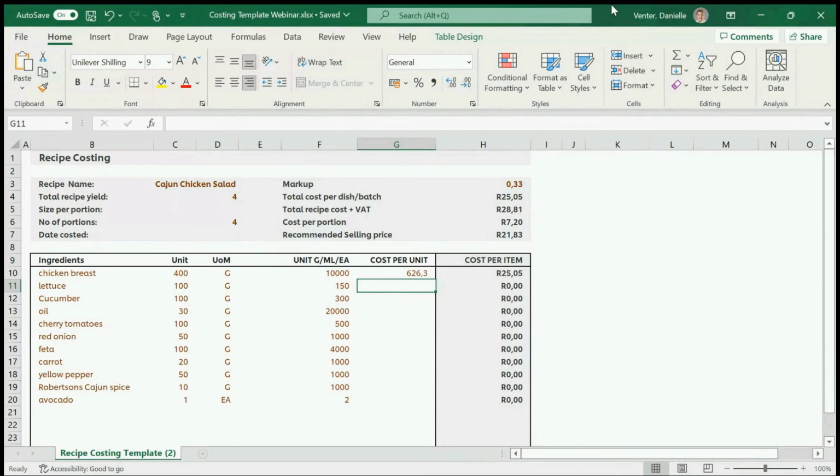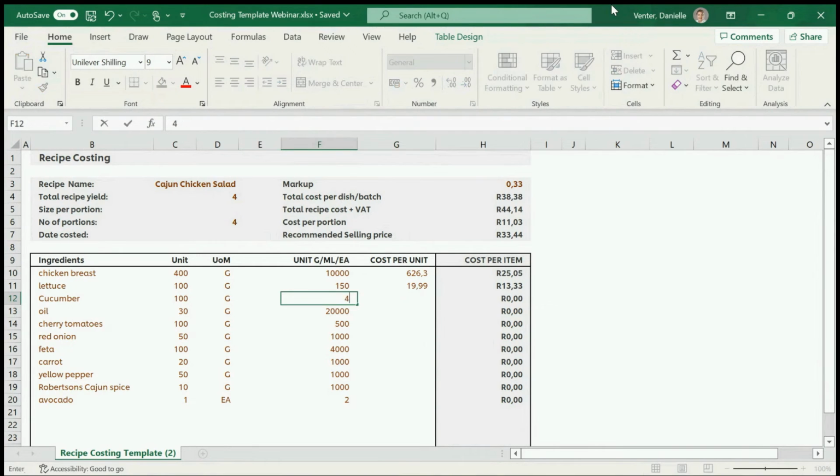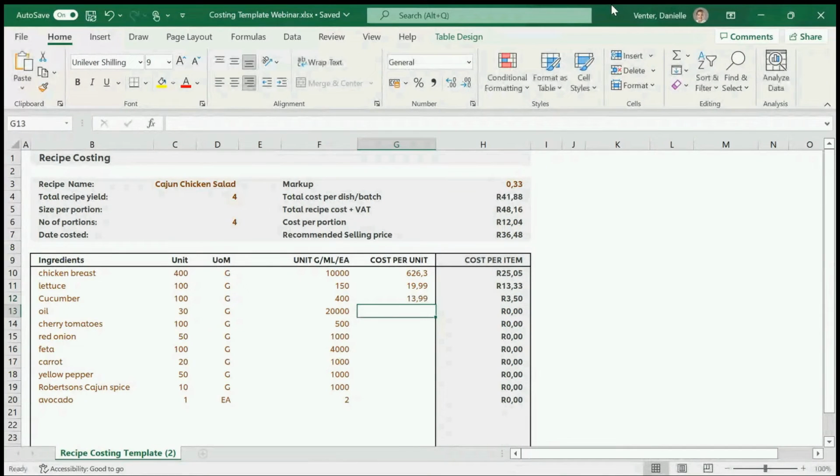So lettuce comes in 100 grams. We need 150. We pay 19 Rand 99. Cucumber, we need 100 grams. Actually, average size is about 400 grams, and we pay 13 Rand 99 for cucumber. You'll see the prices on the side change all the time.